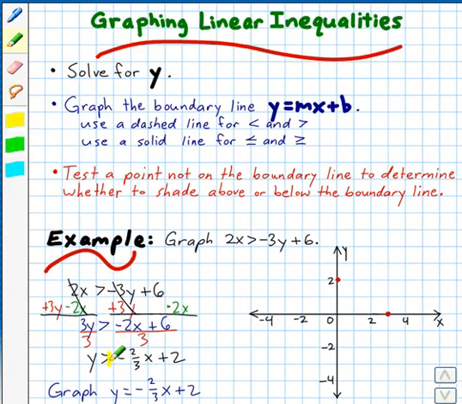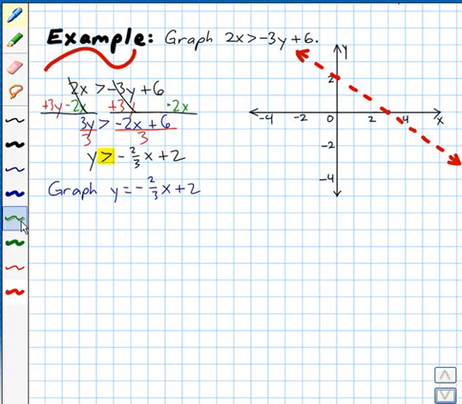Since our inequality is greater than, we should use a dashed line for our boundary. So let's go ahead and connect these 2 points with a dashed line. Okay, now we need to test a point not on the boundary line to determine where to shade. An easy point to test is 0, 0.